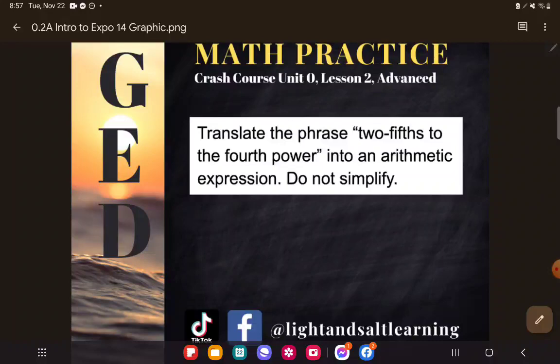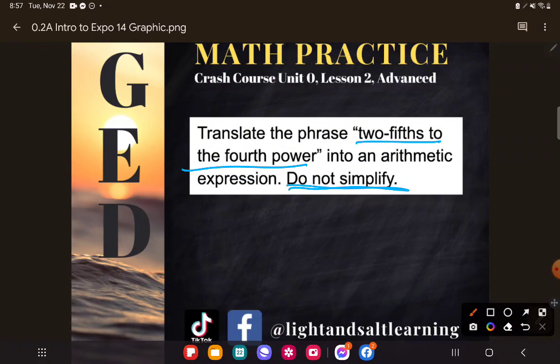It says translate the phrase 2/5 to the fourth power into an arithmetic expression. Do not simplify. So first of all, what am I even asking you to do? If I ask you to translate it into an arithmetic expression, I'm really just asking you to take words and put it into the symbols that we use in math. Sounds easy enough. And I even specify to you, do not simplify. So you don't even have to do the math as you think about it. You just have to write down what this expression says using symbols.